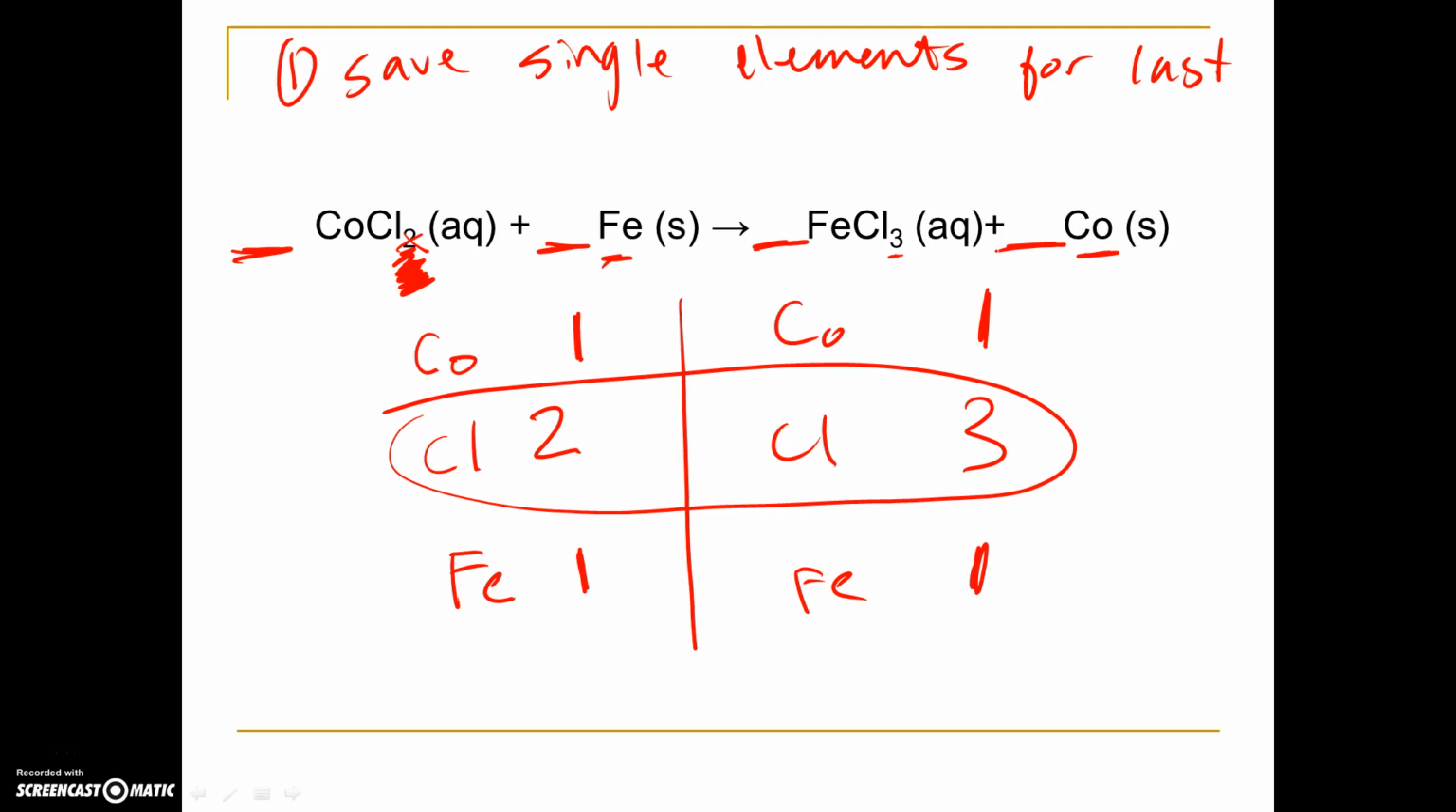So if I look here, I got 2 chlorines and 3 chlorines. I need a common denominator of 6. So if I put 3 here and a 2 in front of this one, I now have 3 times 2, that's a multiplying, gets me 6 chlorines.